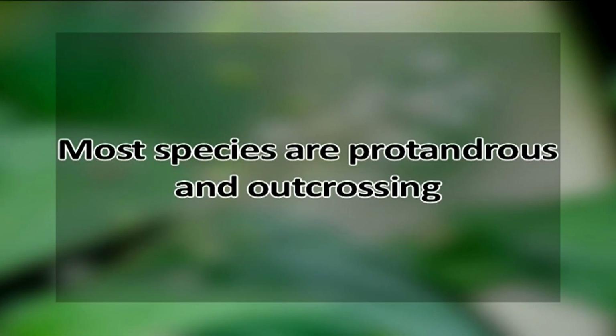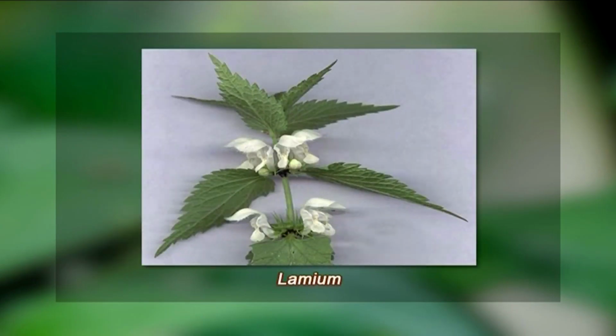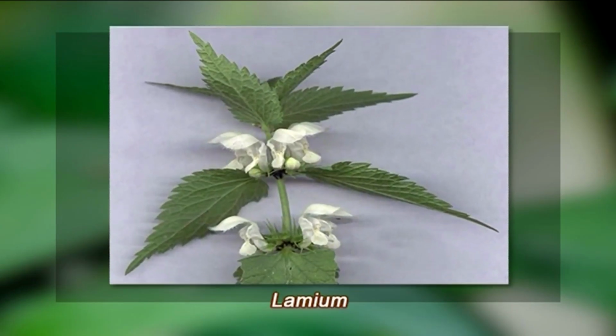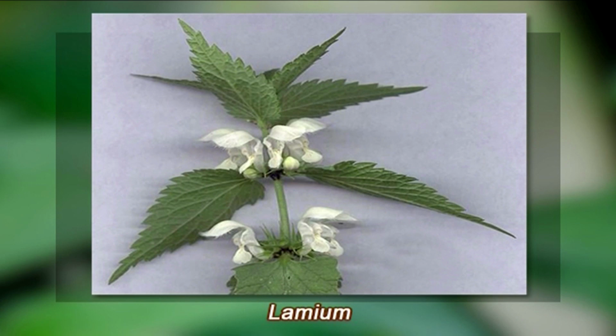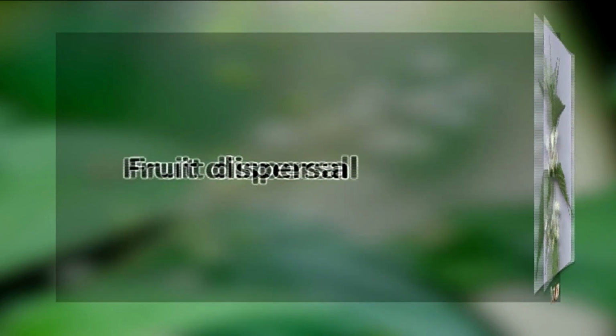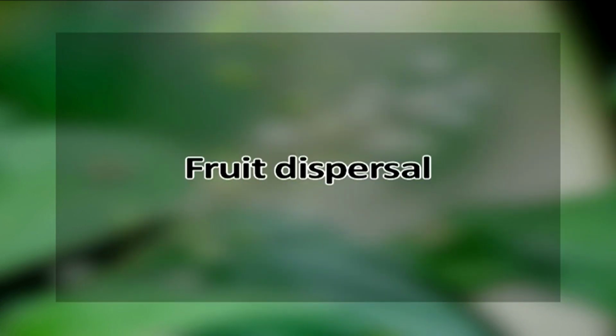The pollinators here are mostly either insects or birds. Most species in Lamiaceae are protandrous and outcrossing. Some species of Lamium have cleistogamous flowers and therefore they are selfers. Now let us discuss the fruit dispersal.